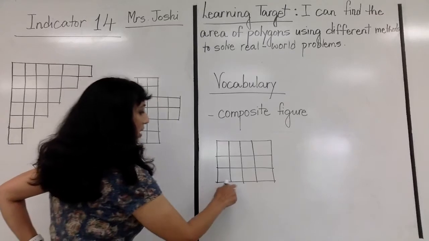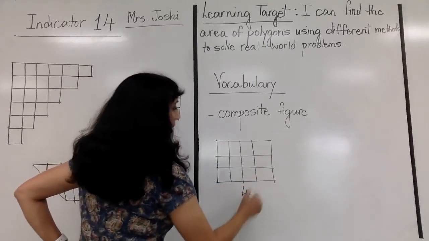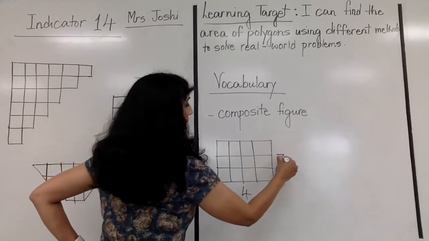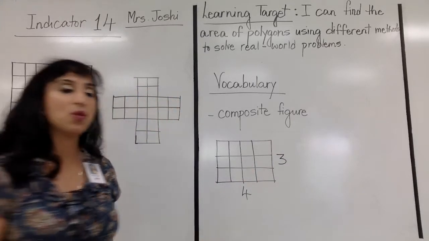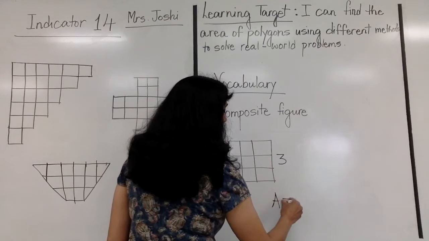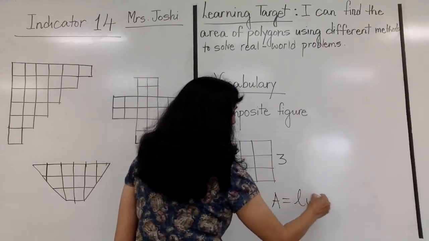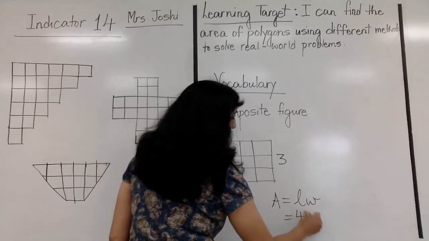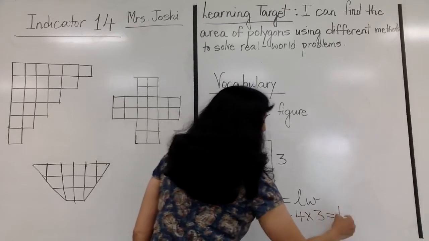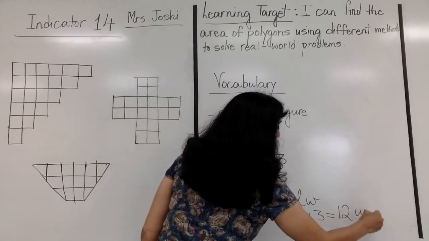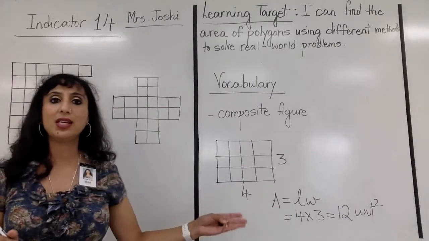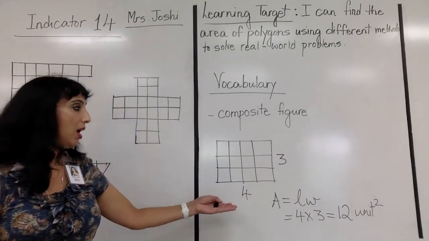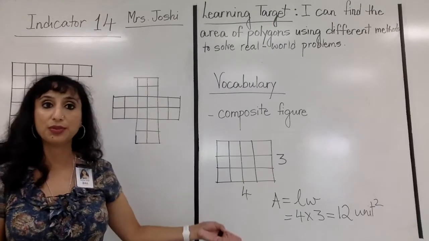So we could have done 1, 2, 3, 4, and 1, 2, 3, that is 3. We know the area of a rectangle is length times width. So we could have done length times width, which is 4 times 3, and I could have got 12 unit squared. All right, so this is basically how you can calculate using the formula.